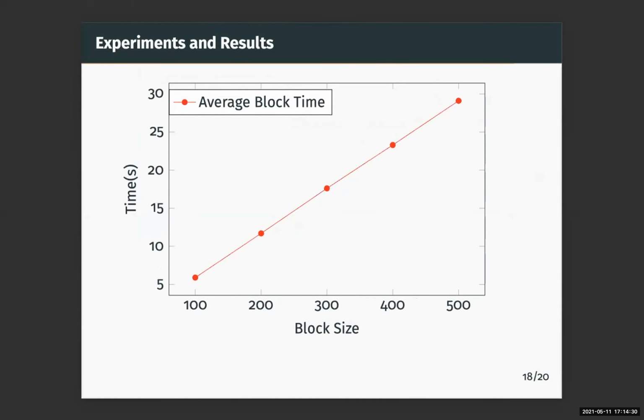Also, for the average block time, we varied the block size from 100 to 500. We noticed that the average block time, which is the time it takes for a leader to produce a new block and then broadcast it to the entire network, varies in a linear way, which is expected because the size of the block increases the computation time.